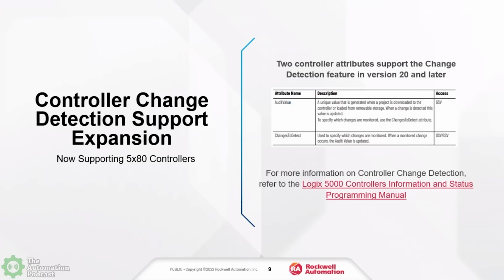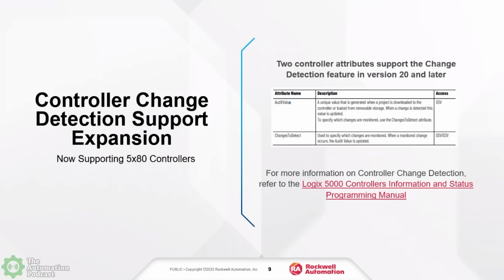So there are currently 2 attributes that are supported. And generally, if you're going to be accessing them, you'll be using the traditional SSV. And if you're going to be setting what attribute you want to track, it would be through an SSV. So those would be which changes you would want to detect, and the audit value, which would change if a change was detected. So with version 35, this is now going to also be supported on the 5380 and 5580 controllers. This is a topic that has a lot of information on it available.